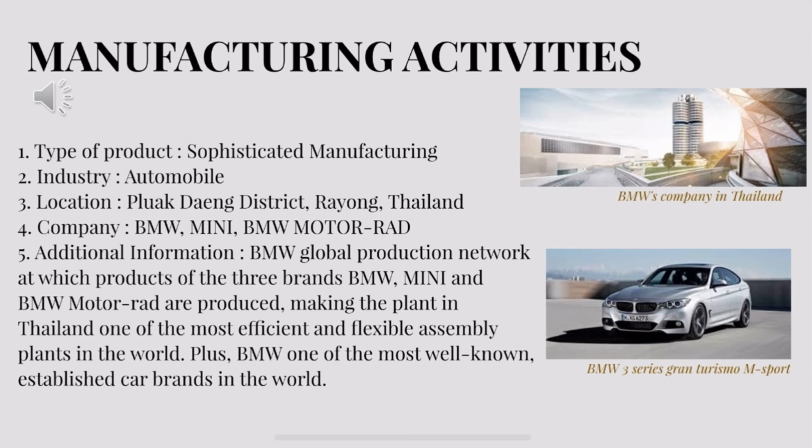7.1.1 Manufacturing activities. Type of product: sophisticated manufacturing, industry, automobile. Location: Pluak Daeng District, Rayong, Thailand. Company: BMW, Mini, BMW Motorrad. Additional information: BMW Global Production Network, at which products of the three brands BMW, Mini, and BMW Motorrad are produced, making the plant in Thailand one of the most efficient and flexible assembly plants in the world.